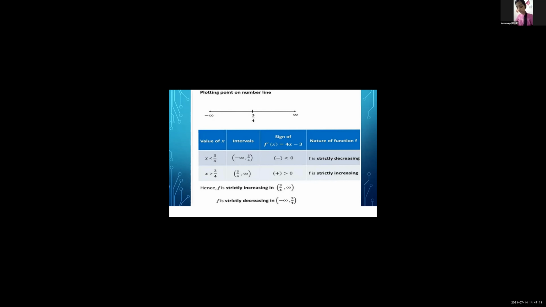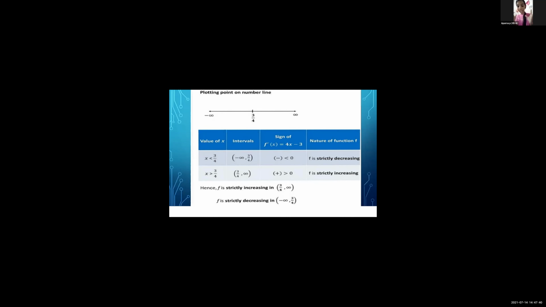While we put 0 in the place of x in f dash of x, we are getting negative 3. Negative 3 is less than 0, right? It is less than 0, so it is a decreasing function. Now we are taking a value which is greater than 3 by 4. Let's take 1. While we are substituting 1 in the place of x in f dash of x, we are getting a value which is greater than 0. So when we get a value which is greater than 0, it is an increasing function.